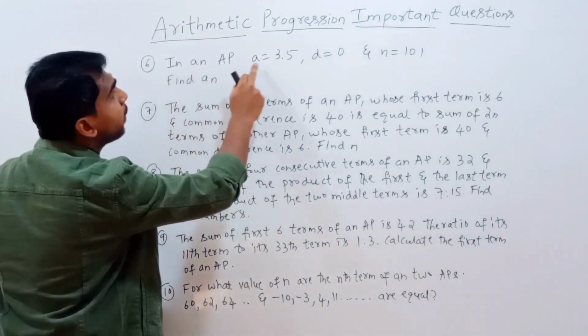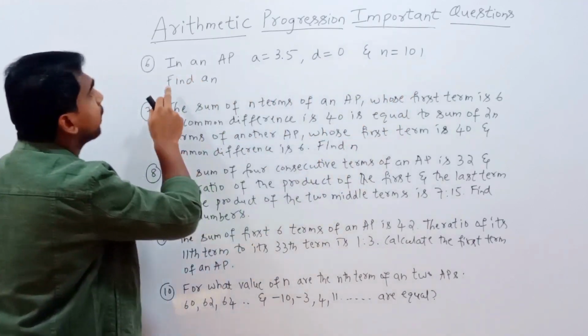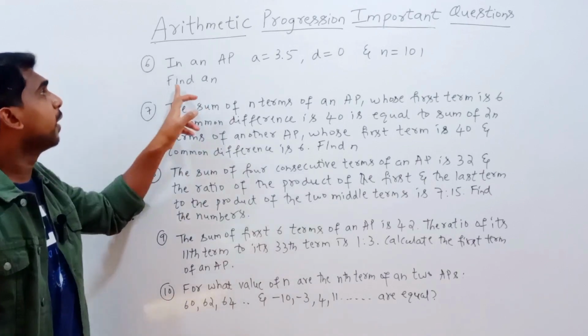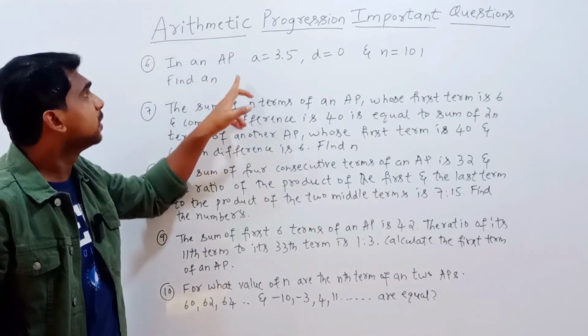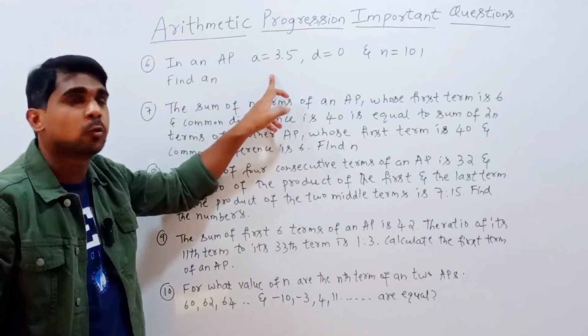Sixth question. In an AP, A = 3.5, D = 0 and n = 101. Find An. You have to find the value of An. So this question is easy. The answer will be 3.5. This question is asked for 2 marks.